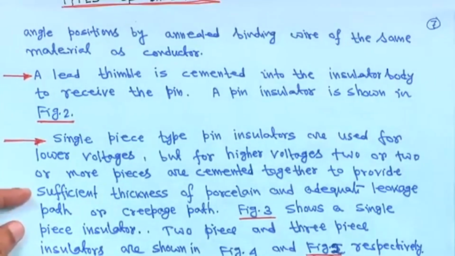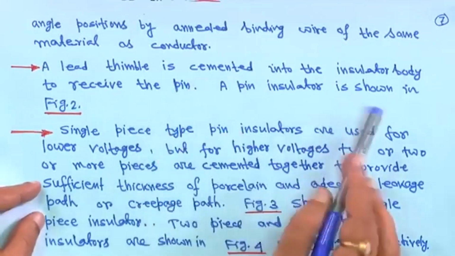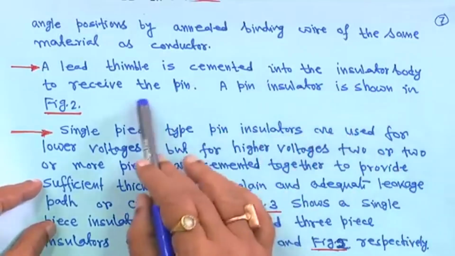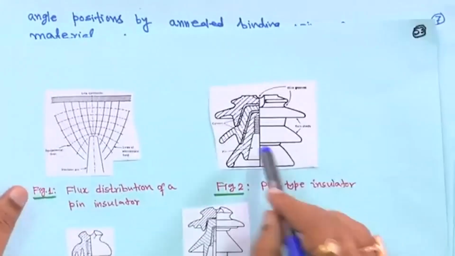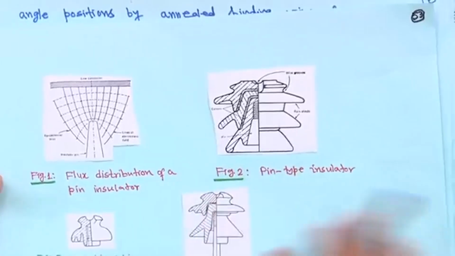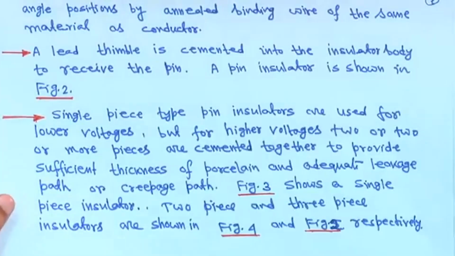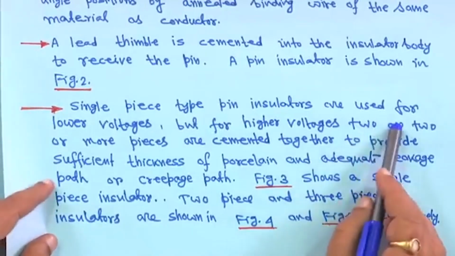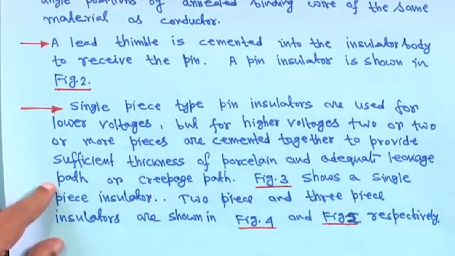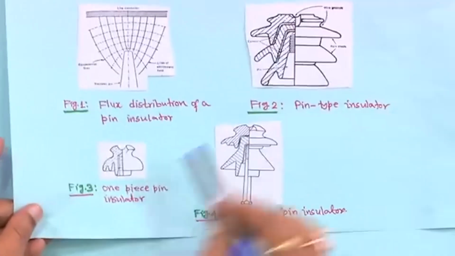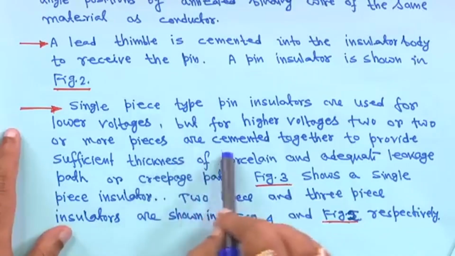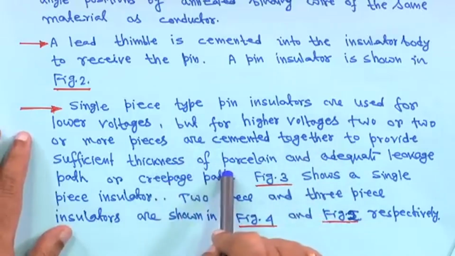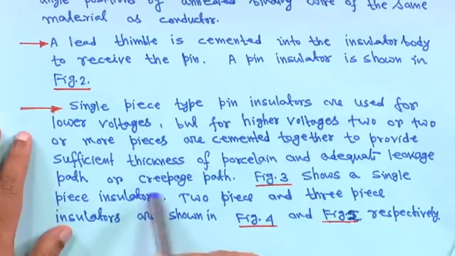A lead thimble, as I showed you, is cemented into the insulator body to receive the pin. A pin insulator is shown in figure 2. This is what you call the pin type insulator. Single piece type pin insulators are used for lower voltages. I showed you the diagram that if you have a single piece, then this is for a lower voltage level. For higher voltages two or more pieces are cemented together to provide sufficient thickness of porcelain and an adequate leakage path or creepage path.